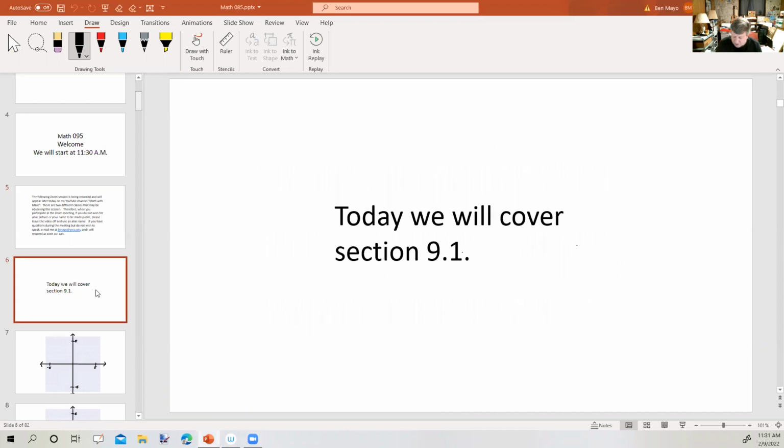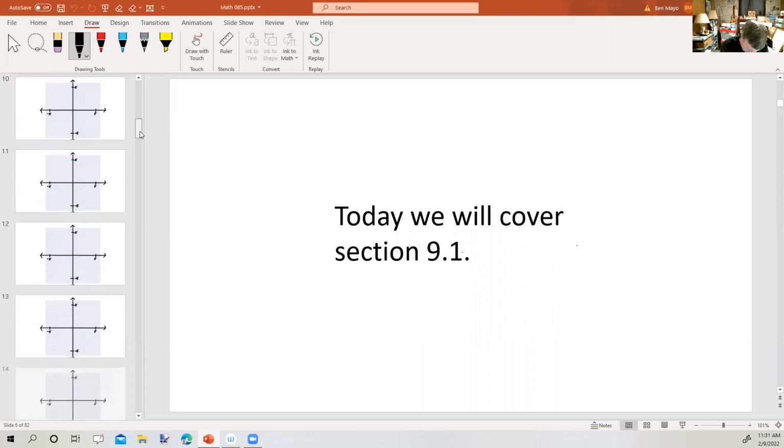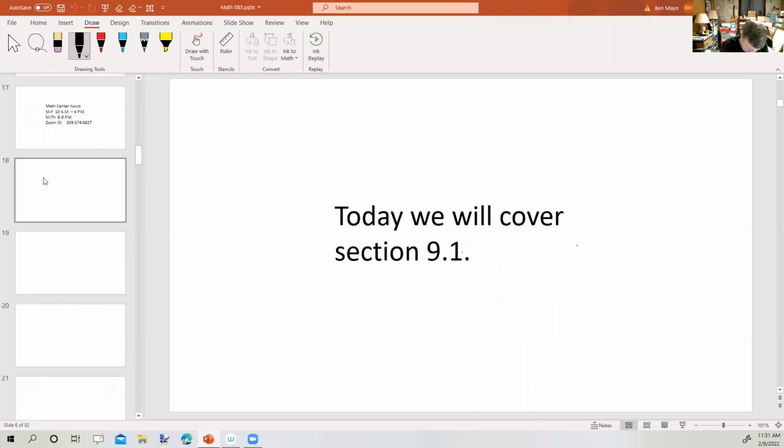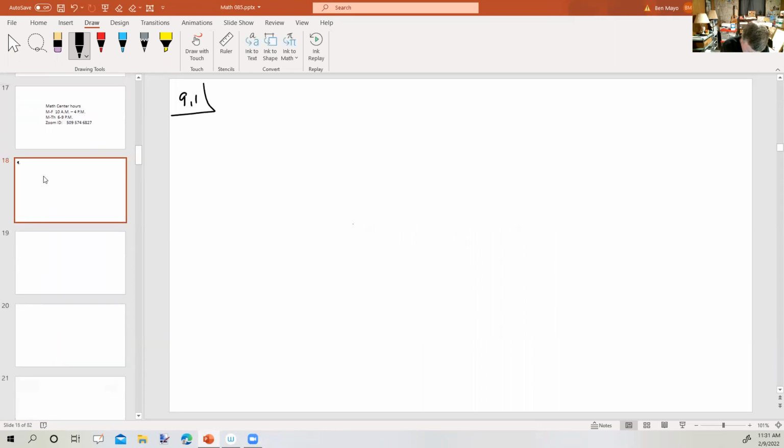All right, so today we're going to start chapter 9. We're going to look at section 9.1, which has to do with radical expressions and radical functions. So let's go ahead and get started. Section 9.1. Let's talk about square roots.